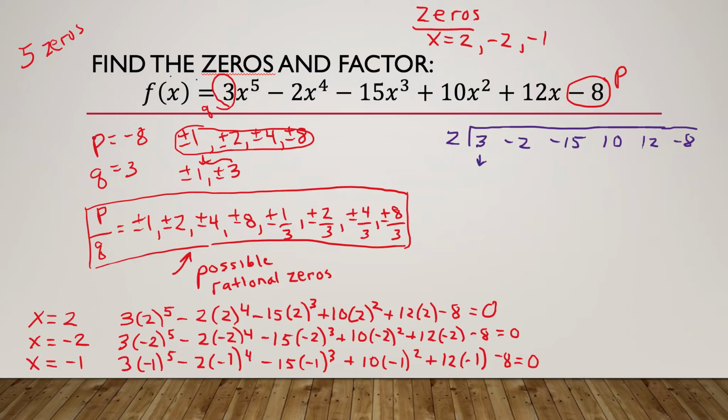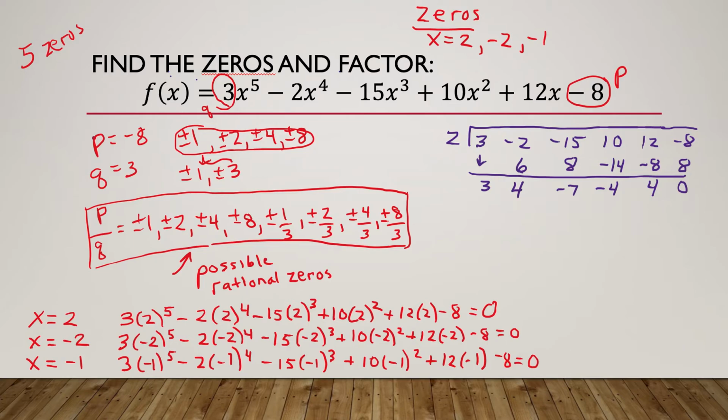All right, so we're going to go through our synthetic division. We're going to drop that 3 down and get started. 2 times 3 is 6. We'll add and get 4. 2 times 4 is 8. We'll add and get -7. 2 times -7 is -14. We'll add and get -4. 2 times -4 is -8. We'll add and get +4. 2 times 4 is 8. We'll add and we'll get 0. And again, the expectation is that you do get 0 because you've already checked it. You already know that's what's going to happen.